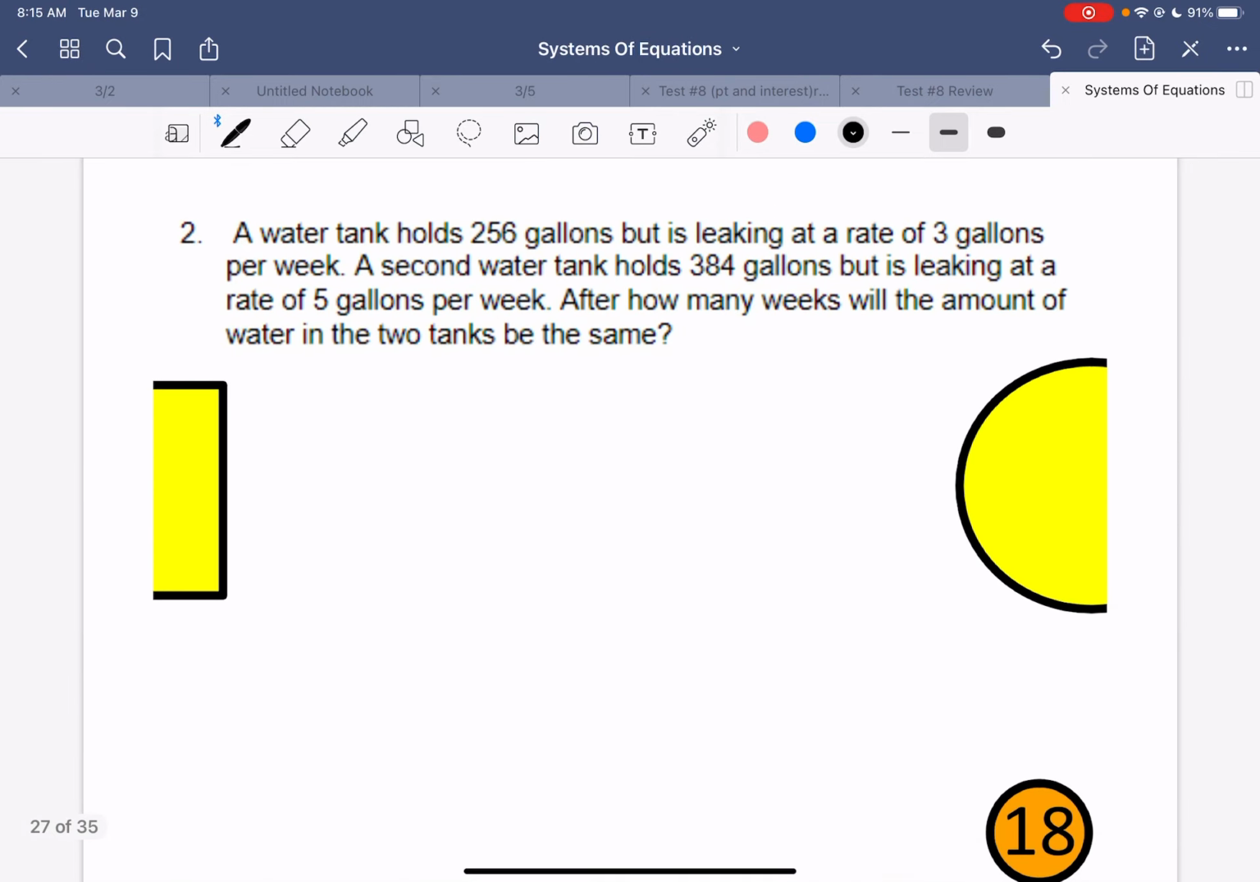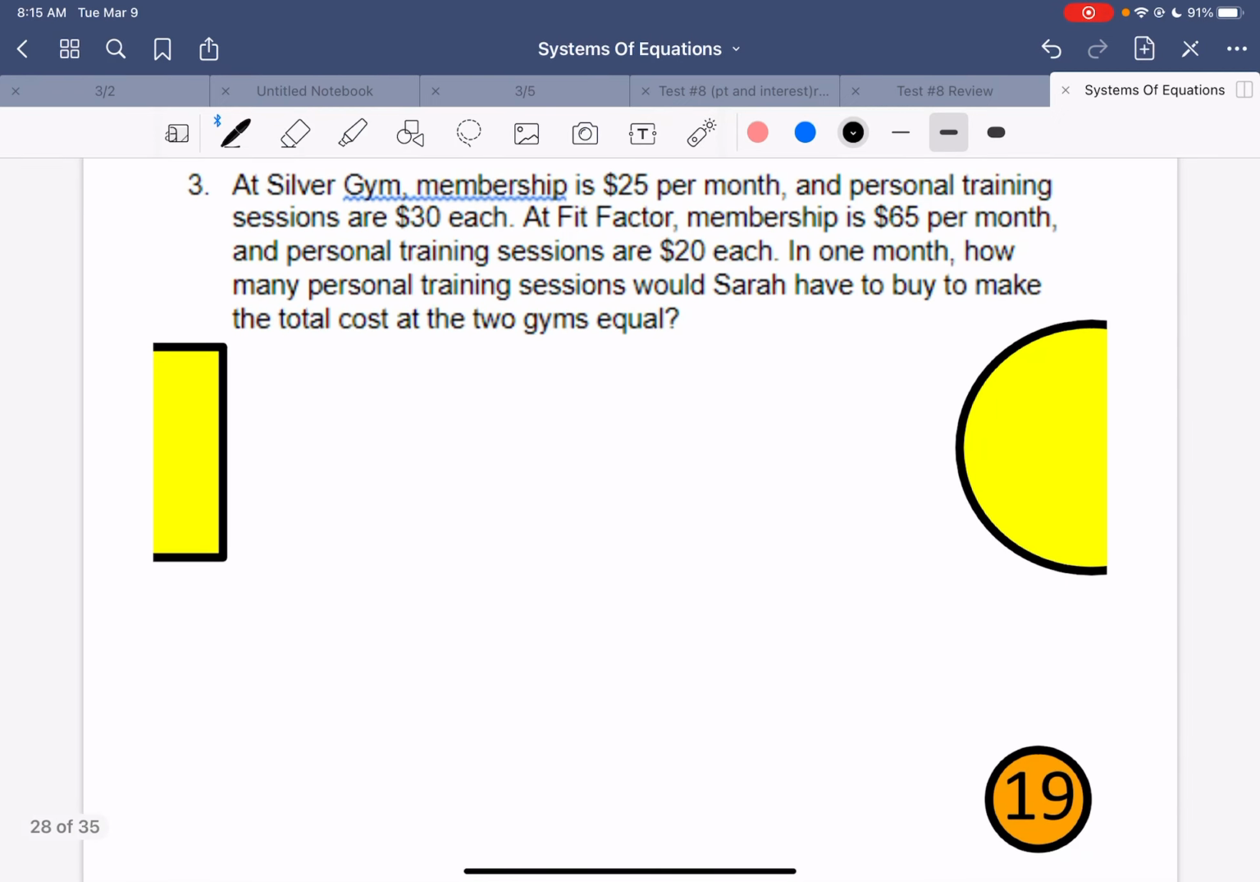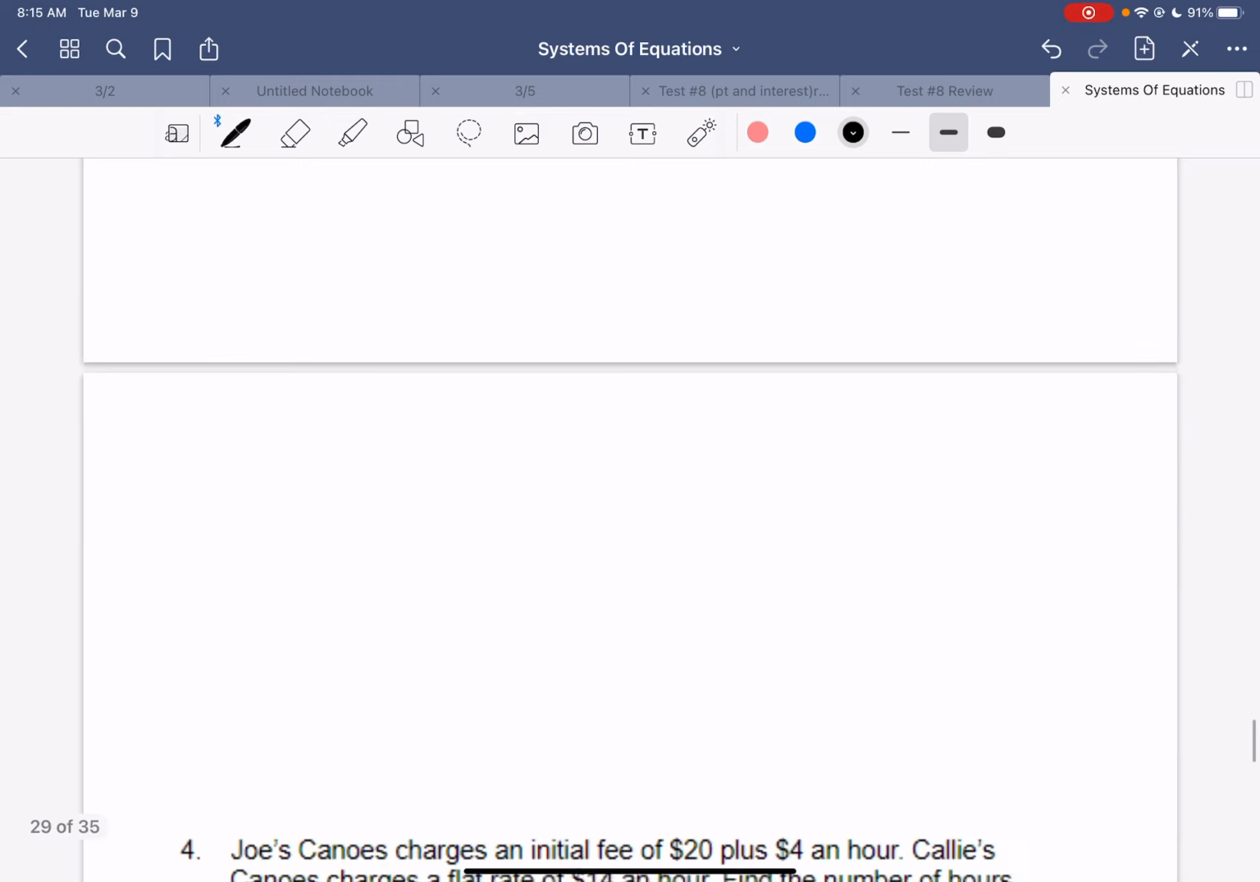All right, we have a water tank, 18, 19, and 20.